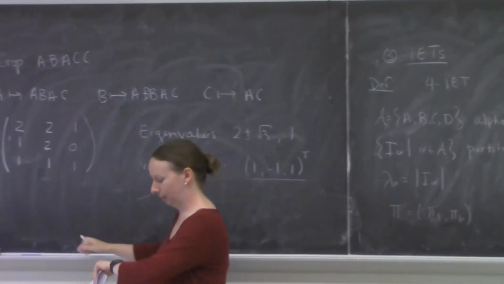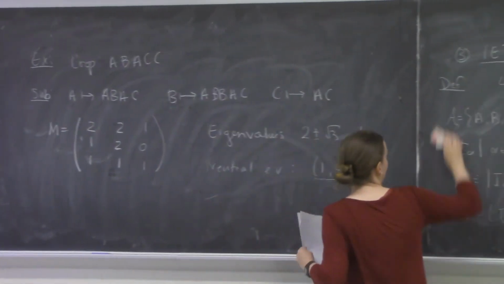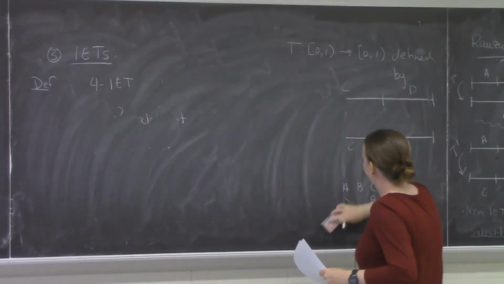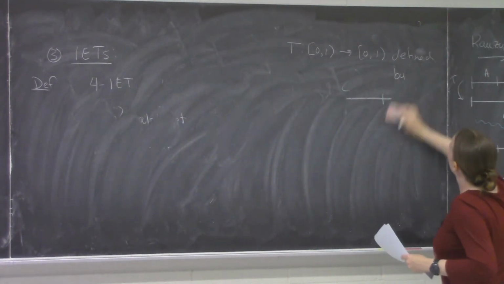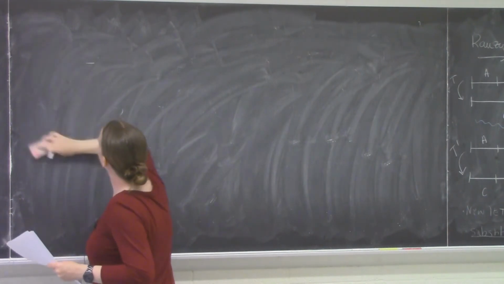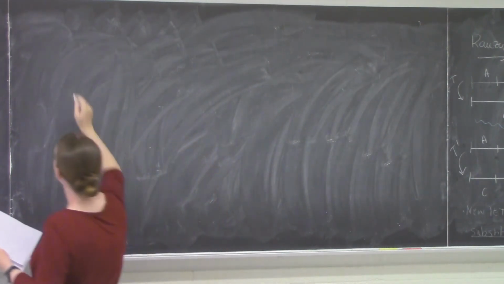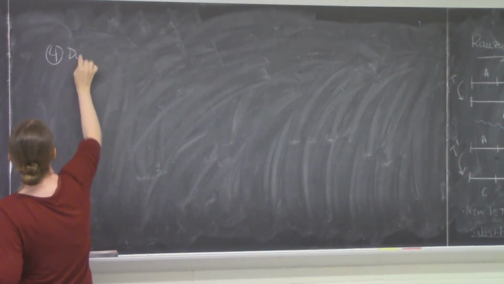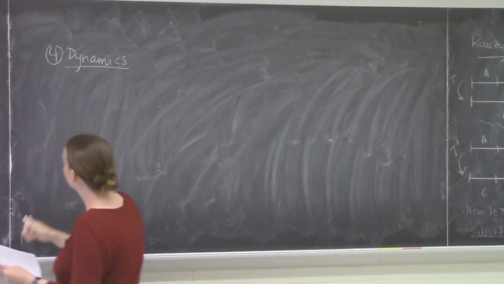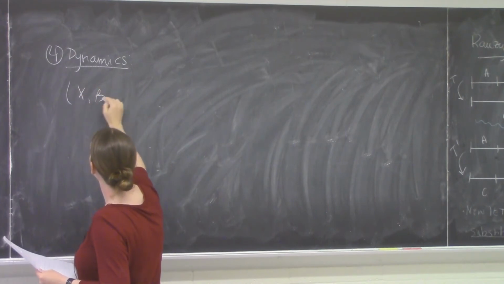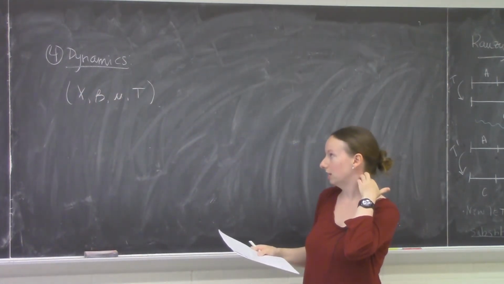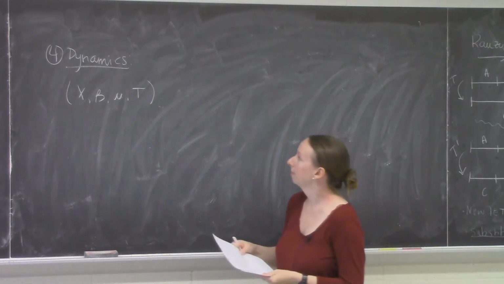All right. So now let's talk a little bit about some dynamics, and back to joinings. So we have (X, B, mu, T). This is going to be our dynamical system.